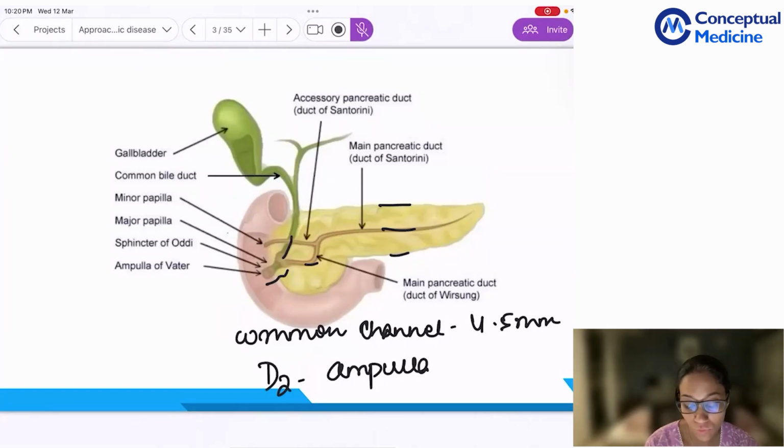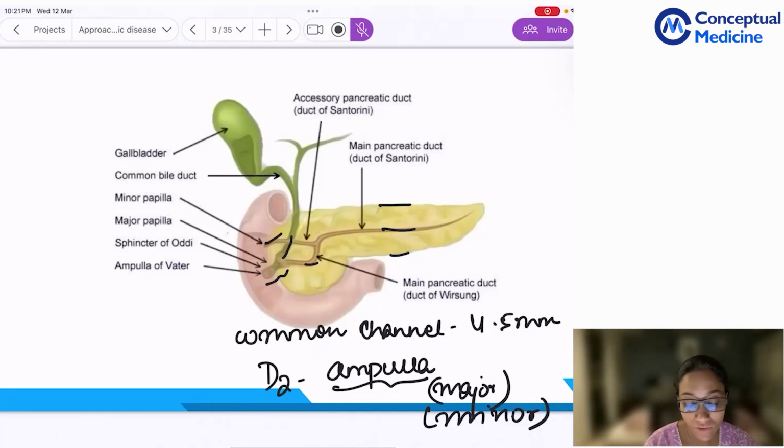Okay, the ampulla of Vater, which is supposed to be the papilla, is the major papilla where the combined CBD and the pancreatic duct opens. Apart from this, you have something called a minor papilla. So the ampulla is actually your major papilla. What do we mean by minor? Minor comes a little anterior to it. This is your minor papilla.